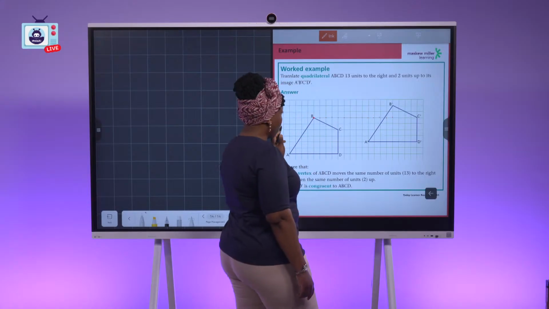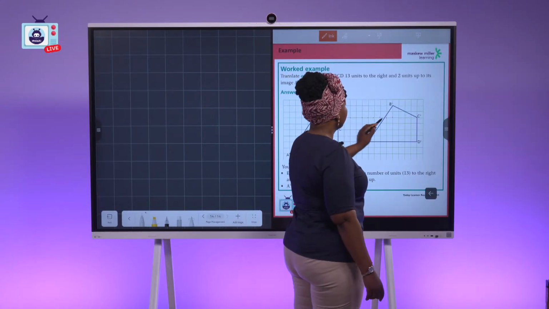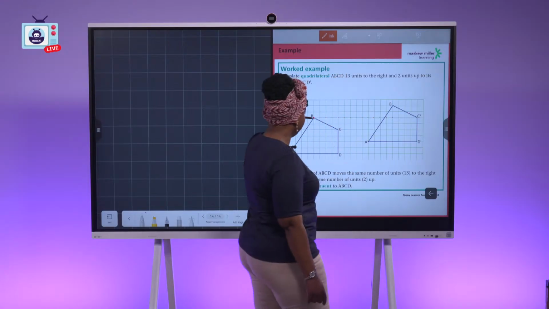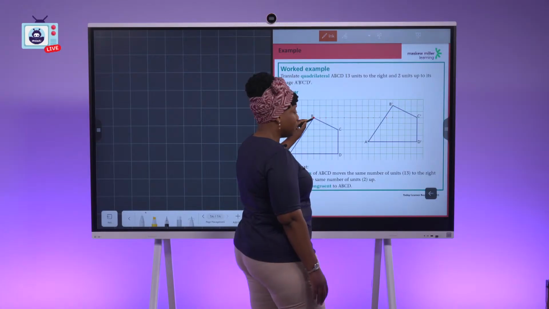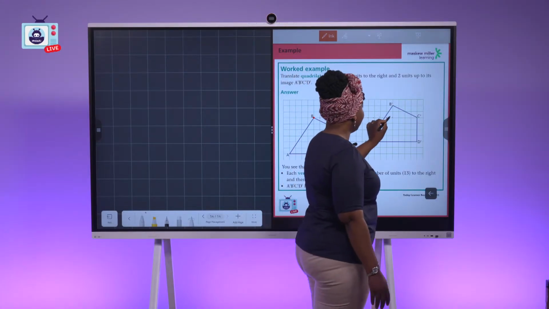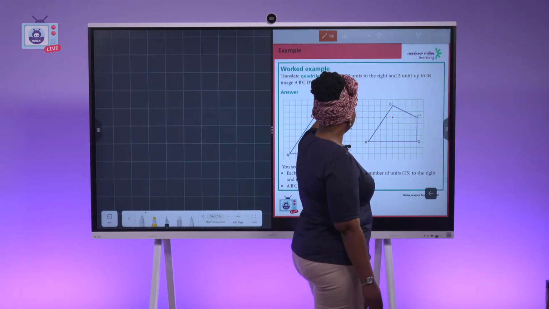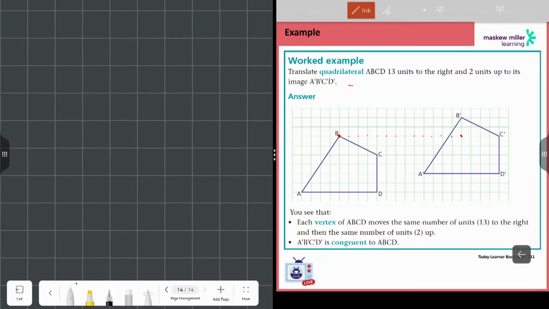One will be saying, why am I passing through the line here? It's because the point I am moving is not just the graph. I am actually moving point B only. So if I move point B and I reach 13, then according to the statement, I must move up 2 units. So if I count 1, 2, you can see that's where point B has been translated to. It has moved 13 units to the right, and then 2 units up.